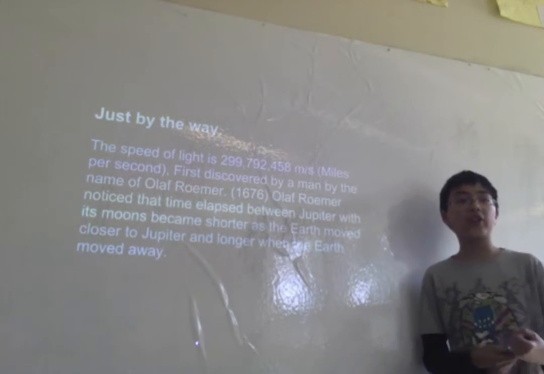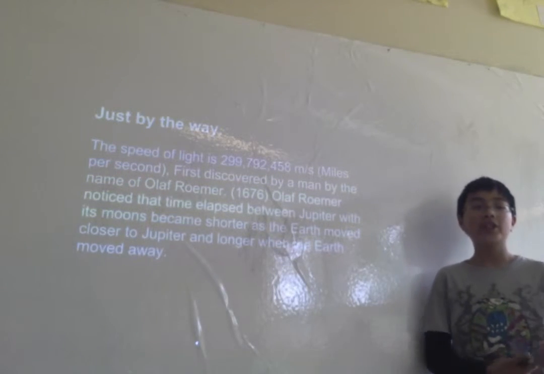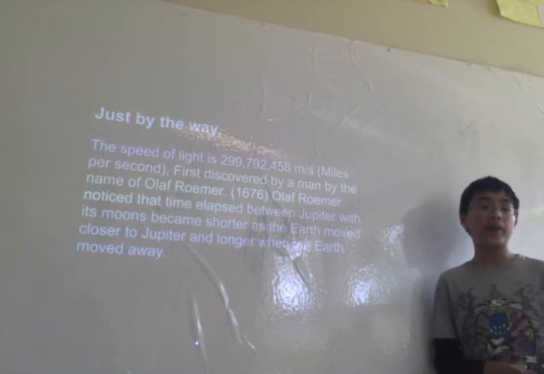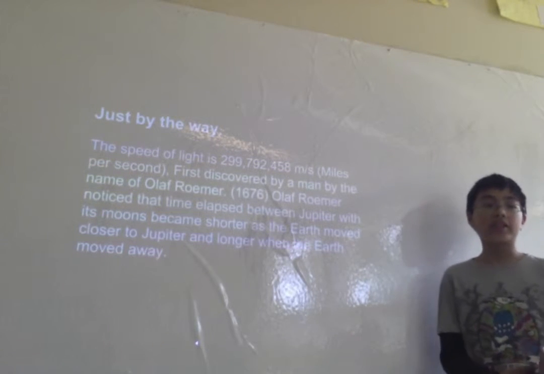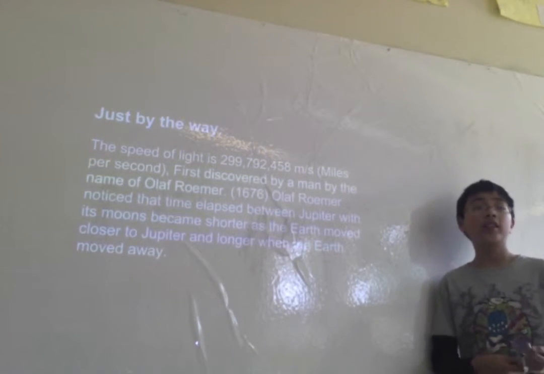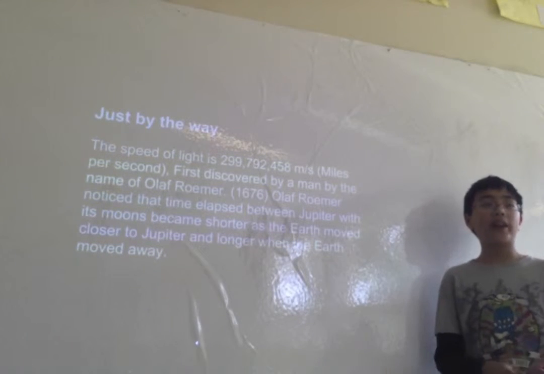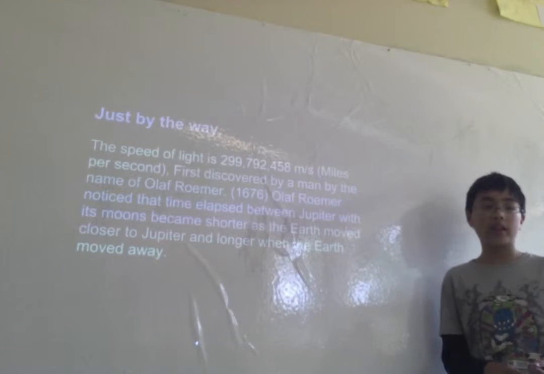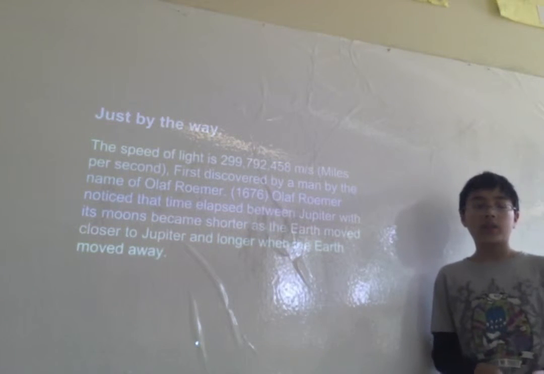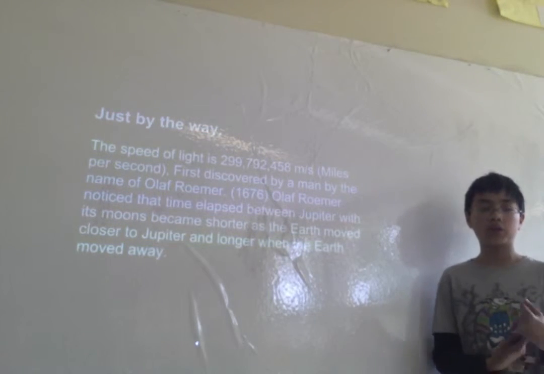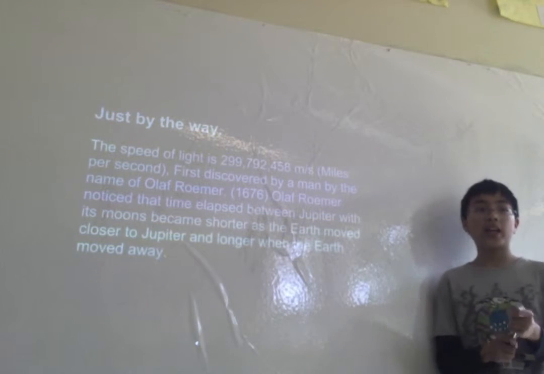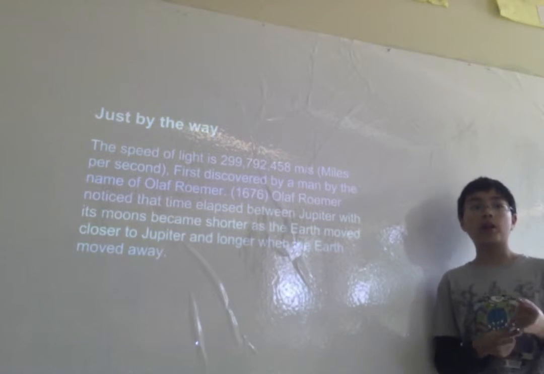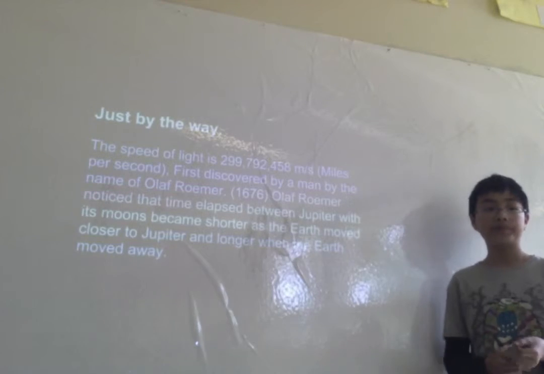Alright, this was first discovered-ish by a man by the name of Olaf Römer in 1676. Olaf Römer, in fact, investigated timings between Jupiter and its moons and the relationship with when Earth moves closer and farther, and was actually very close to the modern time.